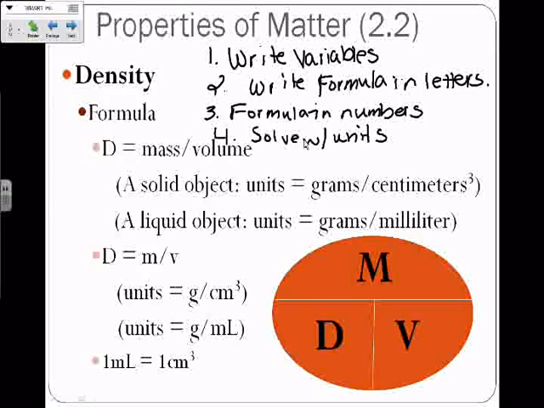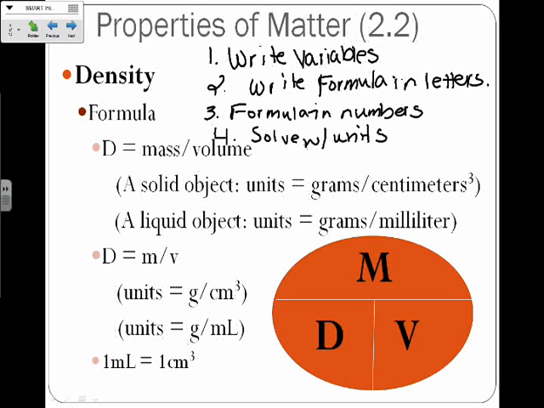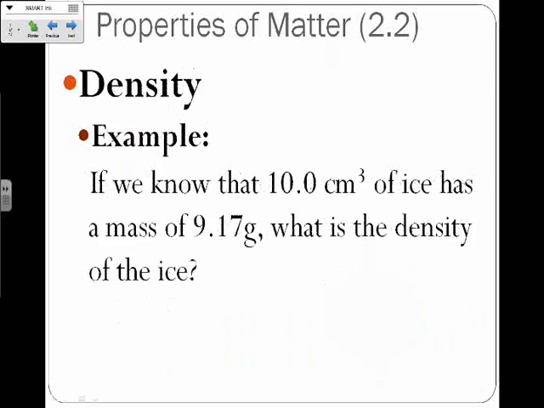And when I say with units, we talked about this the other day, that when you have a number, you have to have a unit behind it, so don't leave just the number. So make sure you've got these. Write the variables as step 1, write your formula letters, write your formula numbers, solve with your units. You have to have all 4 steps to get credit for homework or for classwork that we do.